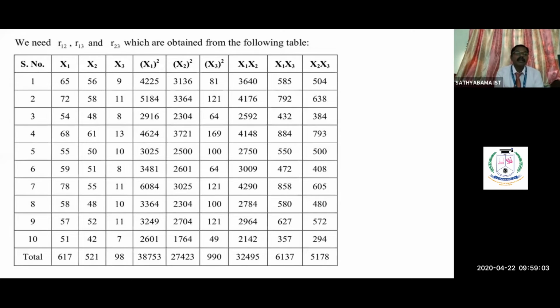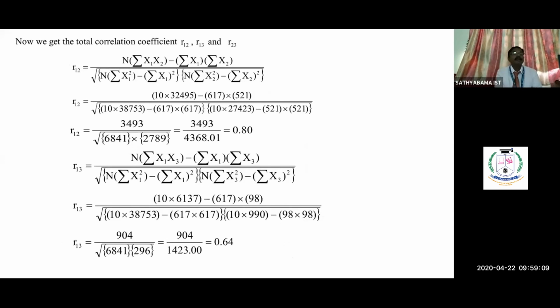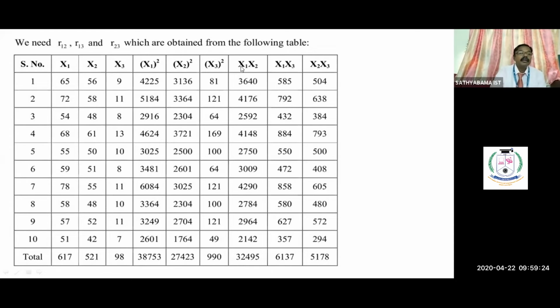Or you can use the direct formula. Why? Because the data is given here, there is no need to find the variance, covariance, and so on. You can directly find the value. Using the direct correlation coefficient formula, we are substituting the values. What is sigma x1 x2? Here sigma x1 x2 is 32,490.